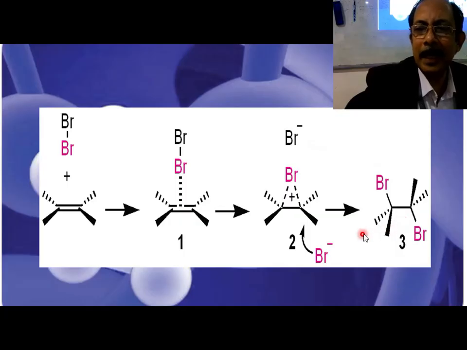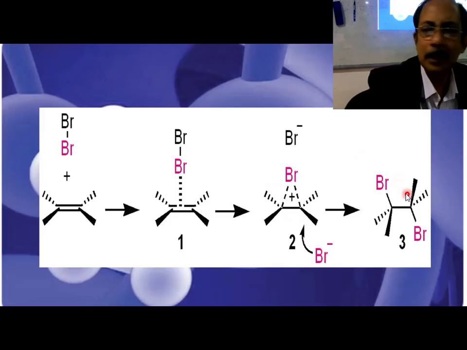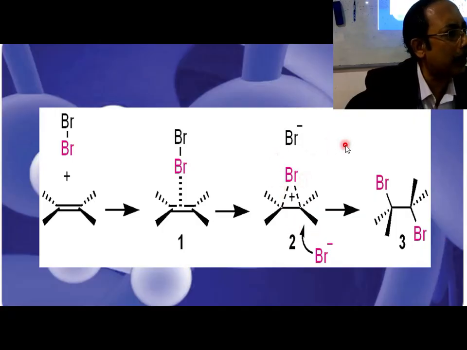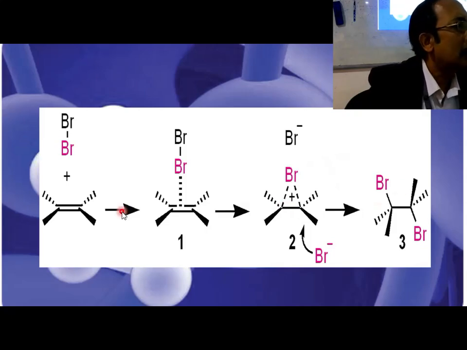Now this Br minus can attack either this carbon or that carbon, giving two different products. In one case, you will find the bromine on this side, and the other bromine on that side. Otherwise, if the attack occurs here, this Br plus will open up, so we get another product. And these two products will be mirror images of each other. They look similar, but they are not the same. They are mirror images of each other.